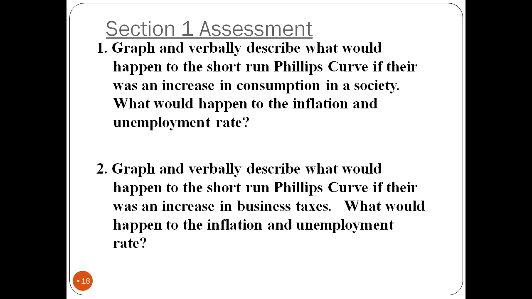And then for number 2, it's going to be very similar. We're going to graph and verbally describe what would happen to the short-run Phillips curve if there was an increase in business taxes and what would happen to the inflation and unemployment rate. So once again, put an ADAS in full employment output, connect to a short-run Phillips curve, shift around short run aggregate supply or aggregate demand, go ahead and connect it over. Remember that if you shift the short run aggregate supply, you need to shift the short-run Phillips curve the opposite way, and then tell me what happened to inflation and unemployment.